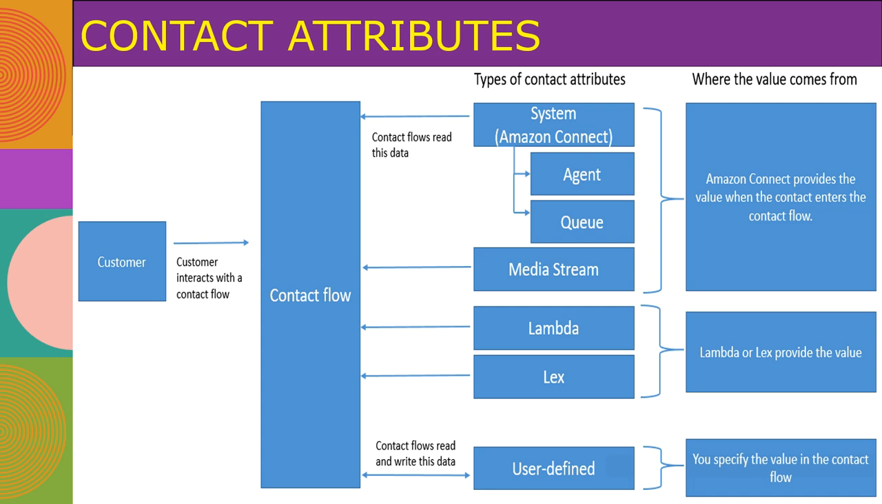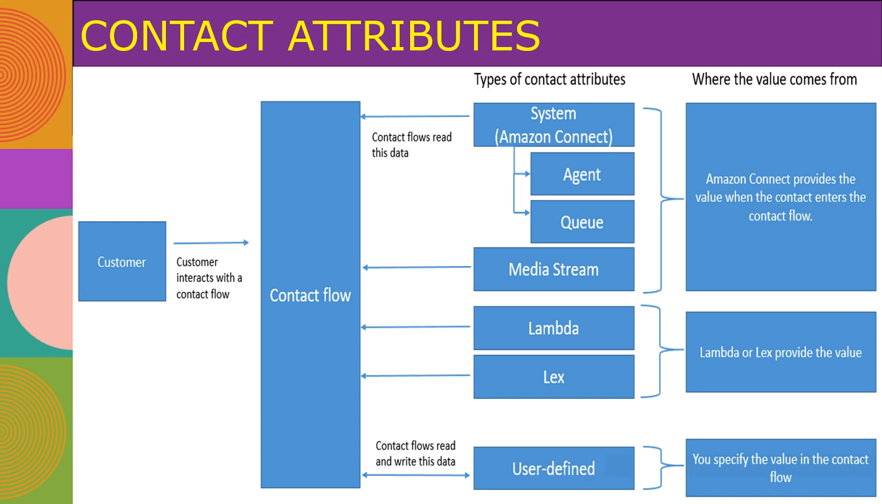And then the last one is the user defined contact attribute. The contact flow can read and write this data, and you define what that data is. You define exactly what the variable name and the value are.